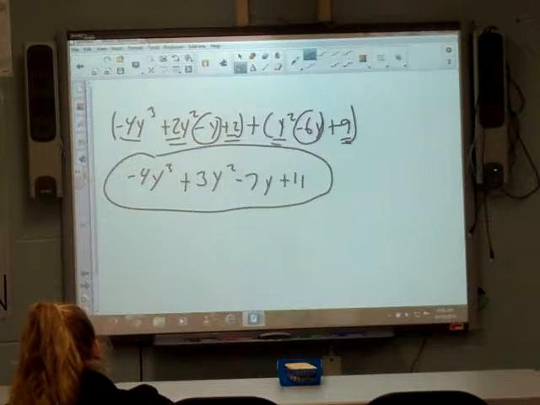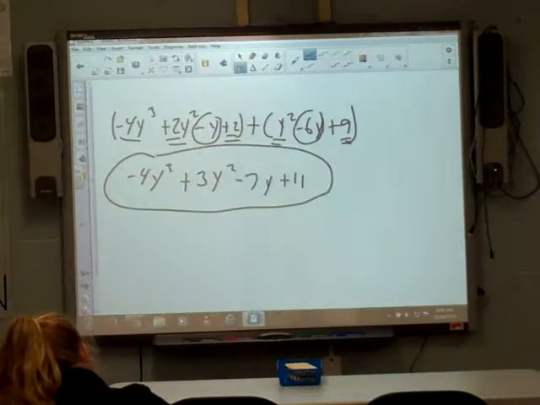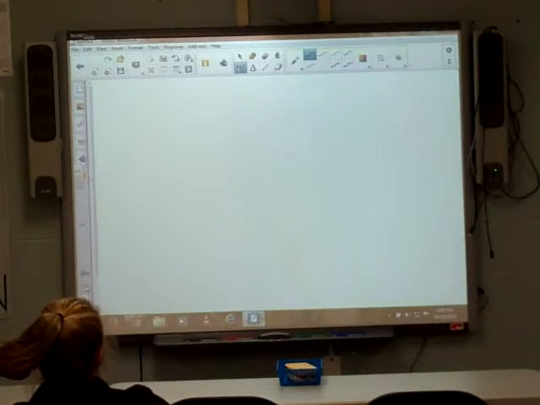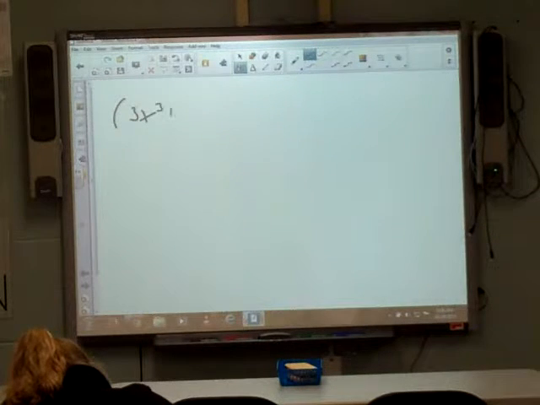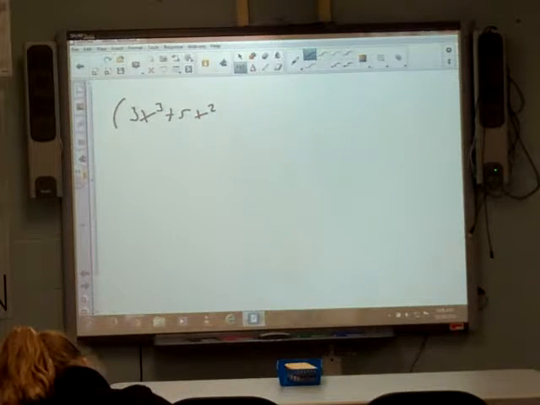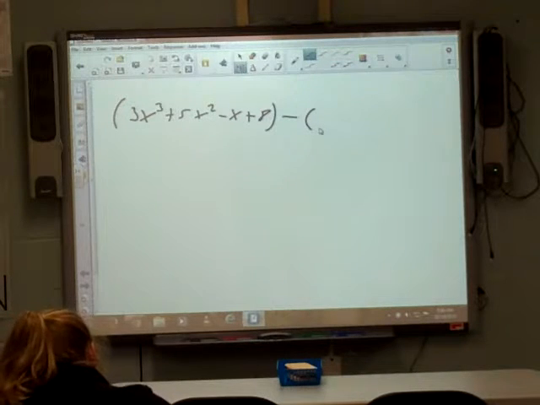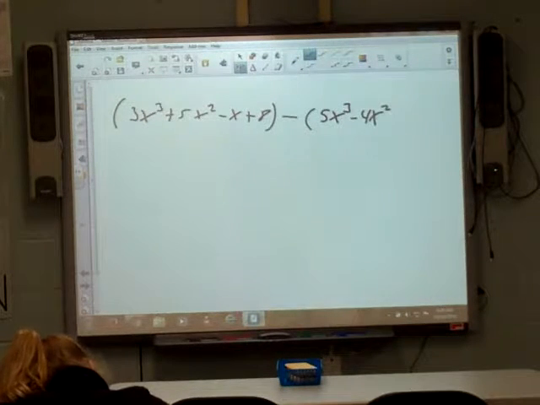Alright, now we're going to do the same thing, but with subtraction. So it's just a little bit trickier with signs sometimes. You've got to be careful when we're subtracting. I've got 3x cubed plus 5x squared minus x plus 8. I'm going to subtract from that 5x cubed minus 4x squared minus 3x plus 1.